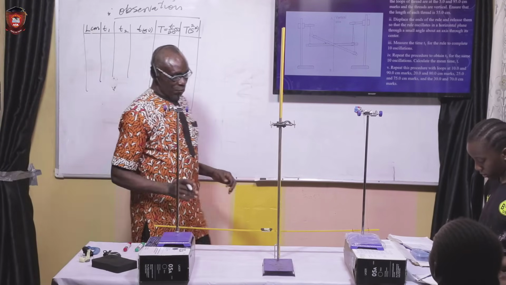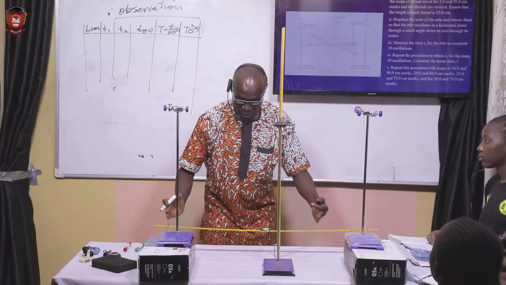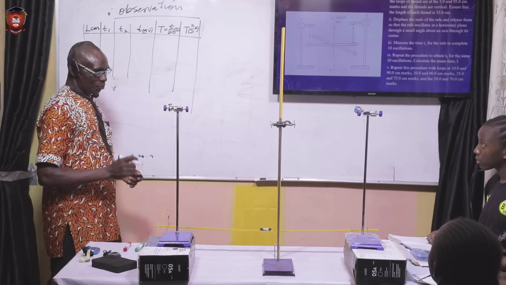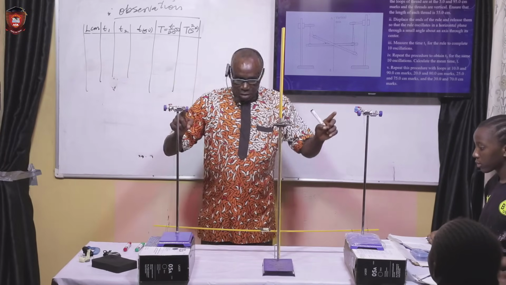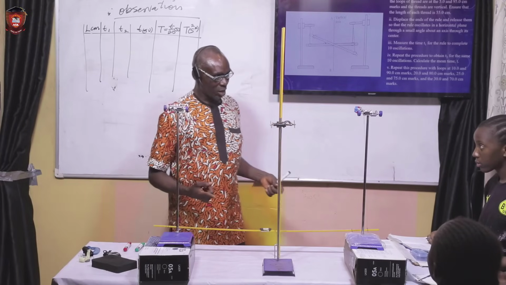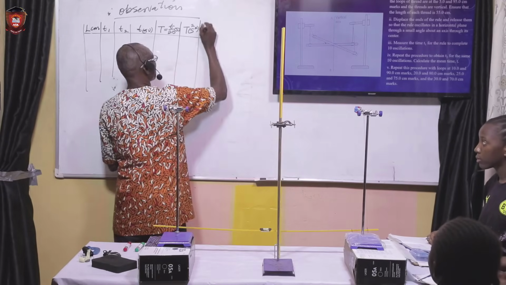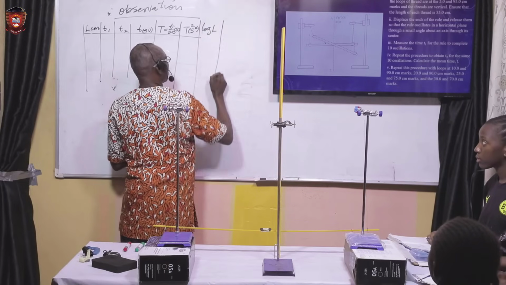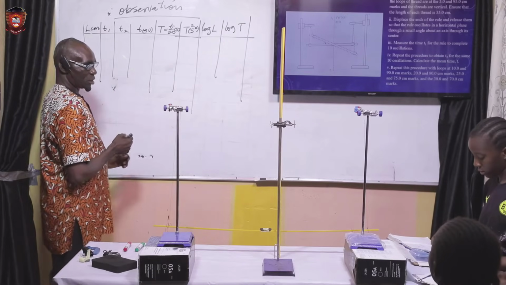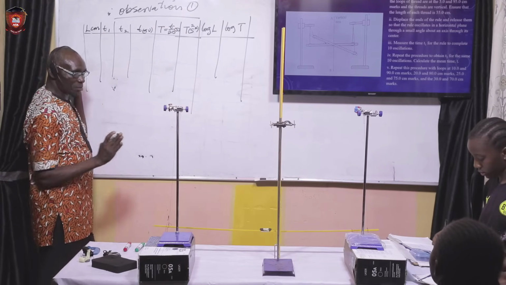Now, if the length of the meter rule is varied, it means log will come in. But if the height of this thread is varied, log will not come in. Is it clear? So here, for me to vary the length of this, log will come in. Log L and log T. This is exactly what you obtain. This is observation 1. The same diagram, the same everything.